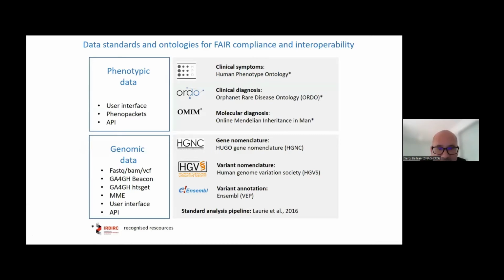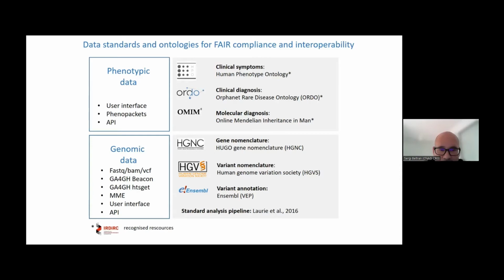You've seen in the previous presentations also that standards are key in our field of work. In our case, we use a lot of standards. Some of them are GA4GH, others are not GA4GH standards. And you can see here some of those. On the side of phenotypic data, we use, for example, Phenopackets, which has been explained before. But we also use the HPO for clinical symptoms, the Orphanet Rare Disease Ontology for clinical diagnosis, and OMIM for molecular diagnosis. On the side of genomic data, we use the typical FASTQ, BAM, CRAM, BCF.